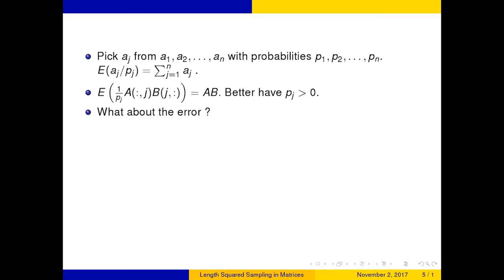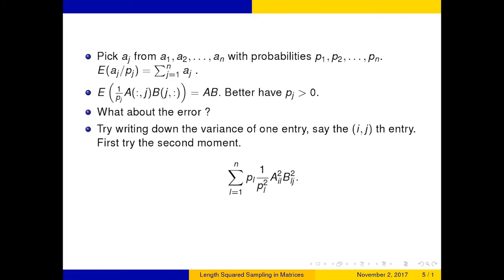What about the error? So now the variance, right? We have to worry about the variance. That's our main problem. Try writing down the variance of one entry, ij. So instead of variance, try the second moment. The second moment is, so there are L choices. With probability PL, I pick the Lth column of A and the same row of B.